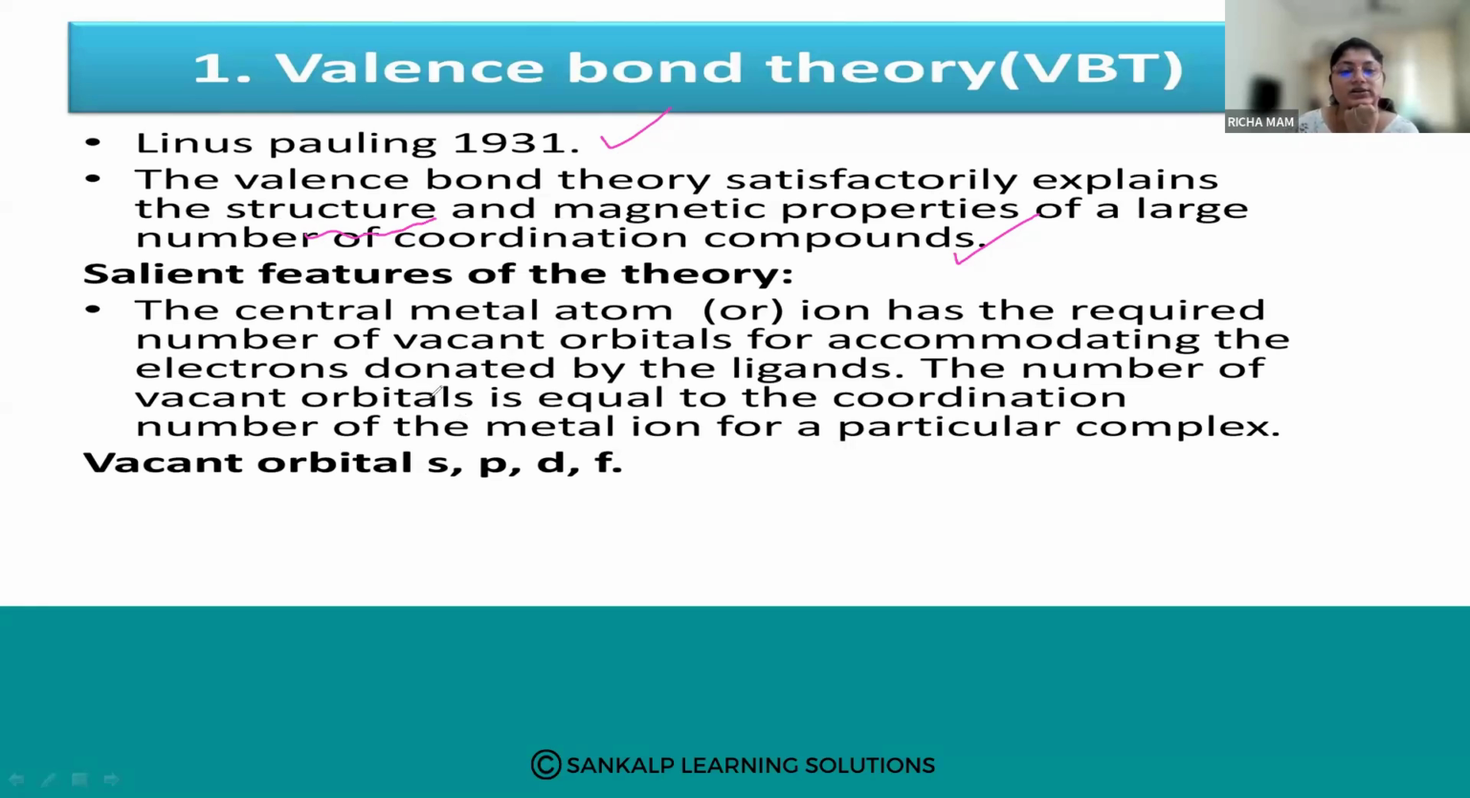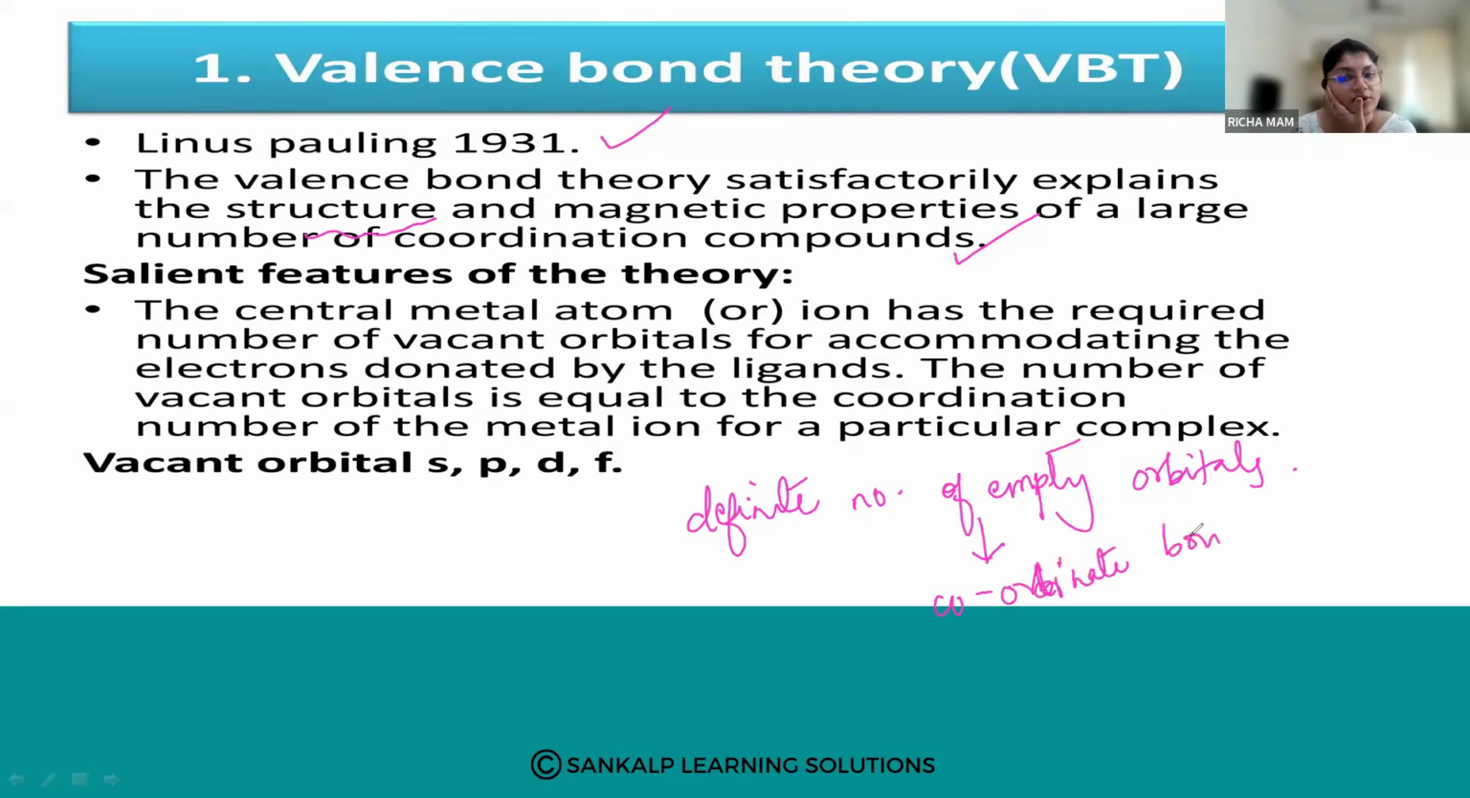Okay, so let us see what are the points or postulates given in this theory. The first one is that in the complex, the central metal ion provides a definite number of empty orbitals, so that the ligands will come and combine with the metal, so that it can form the coordinate bonds.